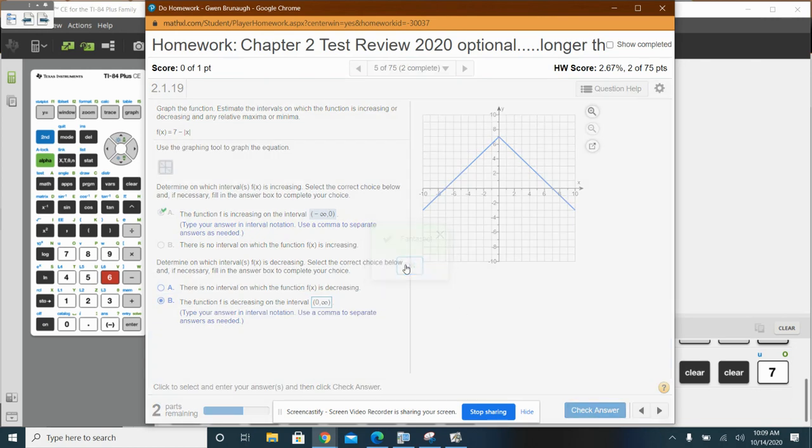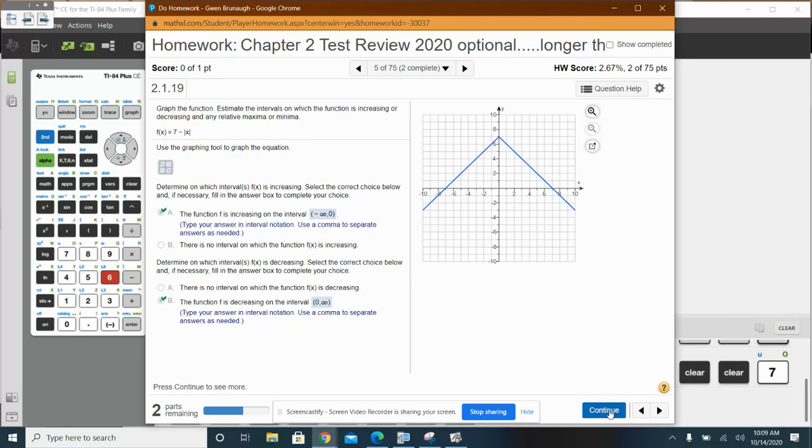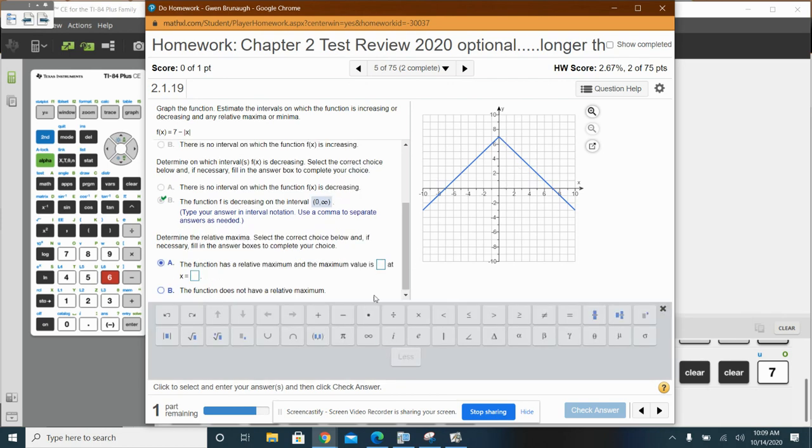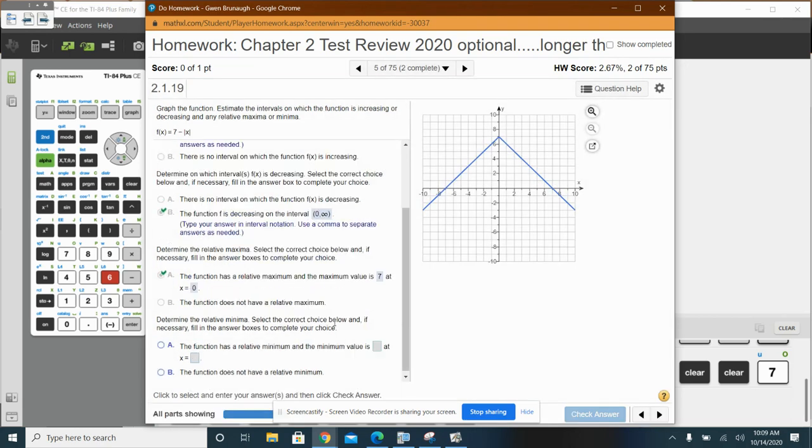And now they're going to ask you for the maximum point or relative max. It is actually an absolute. Make sure you do it the correct way. So this is going to be the y value and then the x value here. The maximum is at 7, and that happens when x equals 0. So 0, 7. And there's not a minimum because it goes down forever.